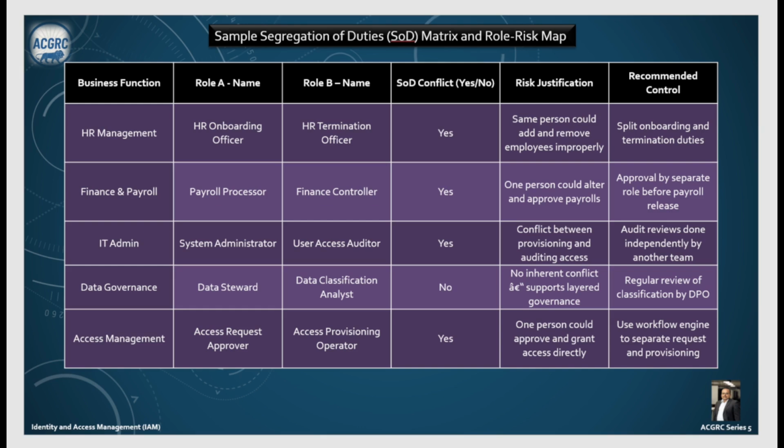Let's look at a SOD metrics and role risk map. So when you say HR management, that's a business function. The role is HR onboarding officer. Second role is HR termination officer. Is there a conflict? Yes. The same person could add and remove the employee improperly. Split the onboarding and termination duties, so a person need not be the same.